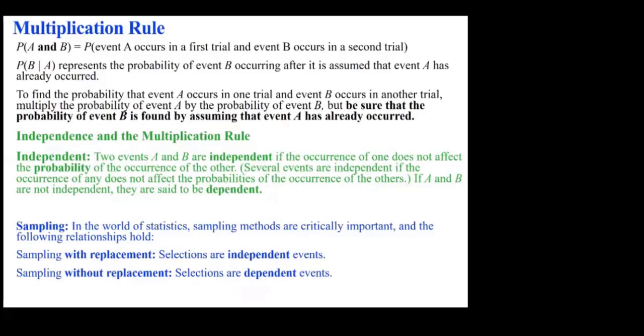Sampling. In the world of statistics, sampling methods are critically important, and the following relationship holds. Sampling with replacement: selections are independent events. Sampling without replacement: selections are dependent events. Just to give you an idea of what's happening here, and again, that one is straightforward. What is not straightforward are the things that we come across that can be really confusing in a moment.